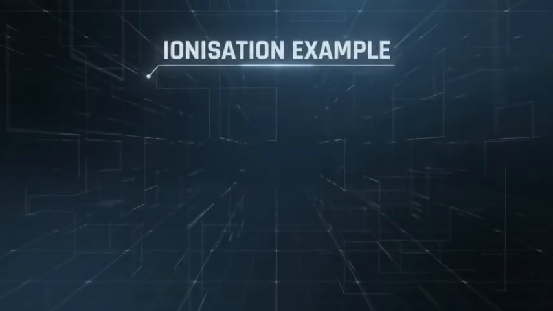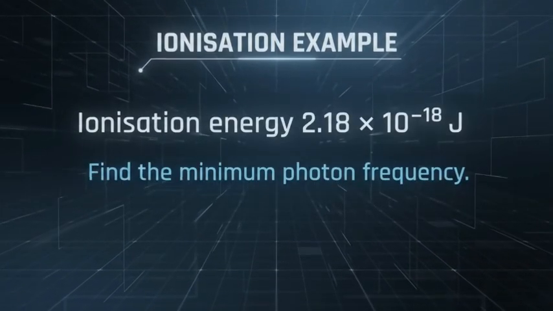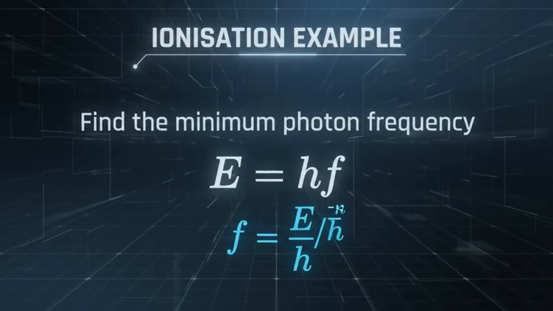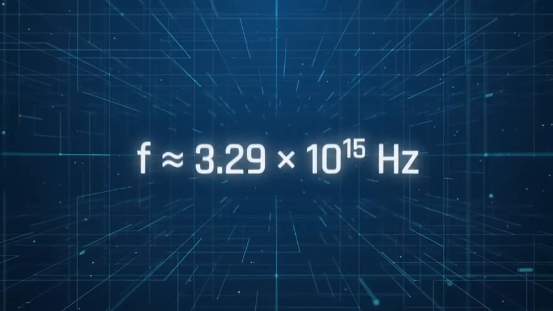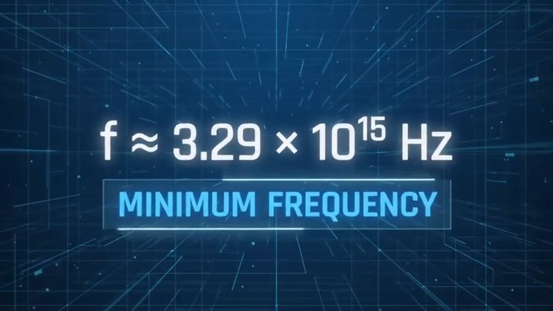Suppose an atom has an ionization energy of 2.18 times 10 to the minus 18th joules. We can find the minimum photon frequency using E equals hf. Dividing the ionization energy by Planck's constant gives a minimum frequency of approximately 3.29 times 10 to the 15th Hertz.